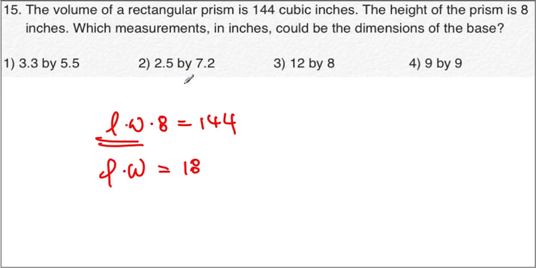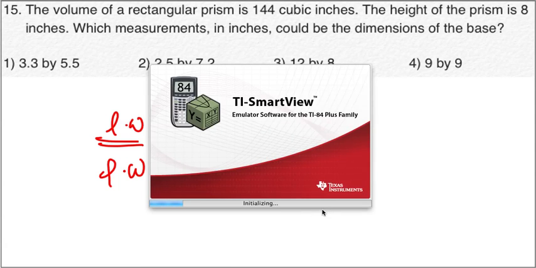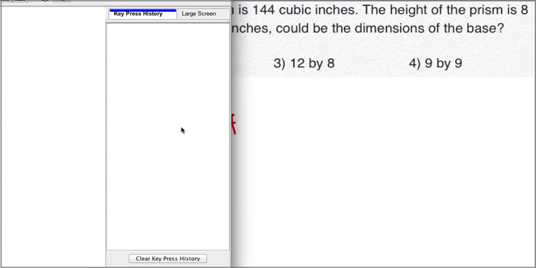So let's try to look into this one. Which one will be correct? Now 3.3 times 5.5, I believe that that's not going to be 18. In fact, the only thing that will be equal to 18 is 2.5 times 7.2. So therefore, choice 2 becomes our answer. Just to check, I just took out the calculator.